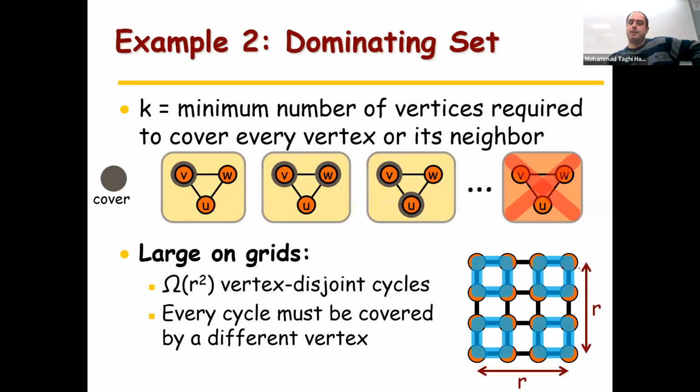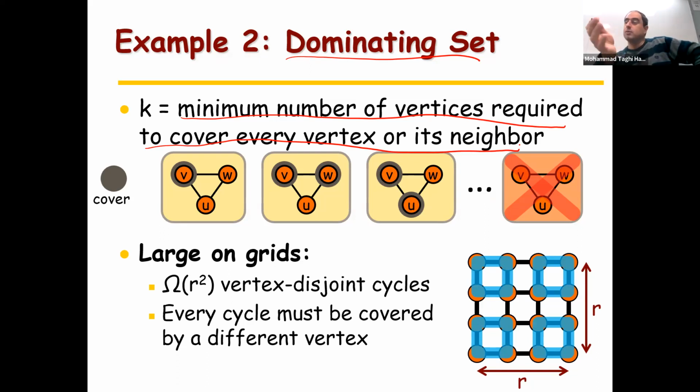Let's see the example here: the dominating set. The dominating set is very important. What is the dominating set? The minimum number of vertices required to cover every vertex or its neighbors. Good.